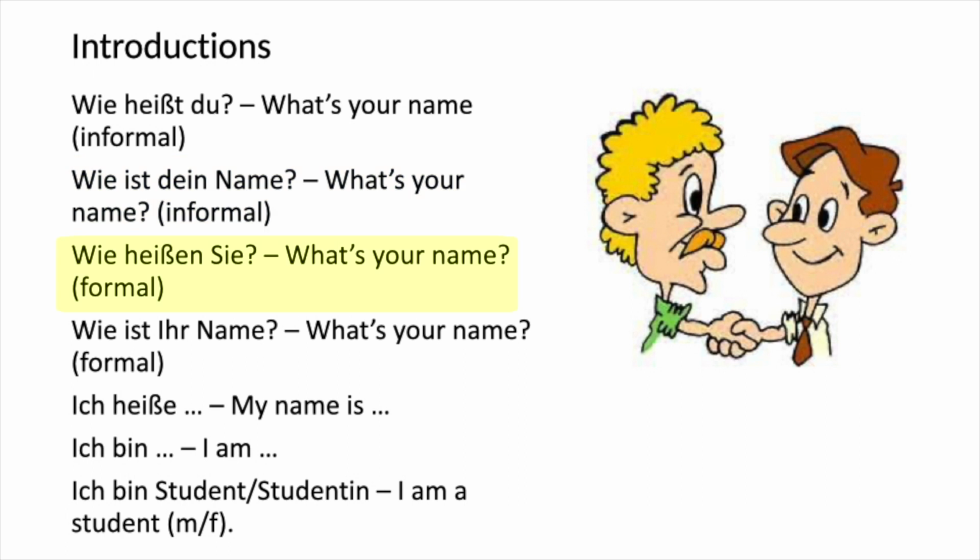Informal. Wie heißen Sie? What's your name? Formal. Wie ist Ihr Name? What is your name? Formal. Ich heiße, my name is. Ich bin, we already know, I am. And for an example, ich bin Student or ich bin Studentin. I am a student, whether male or female.